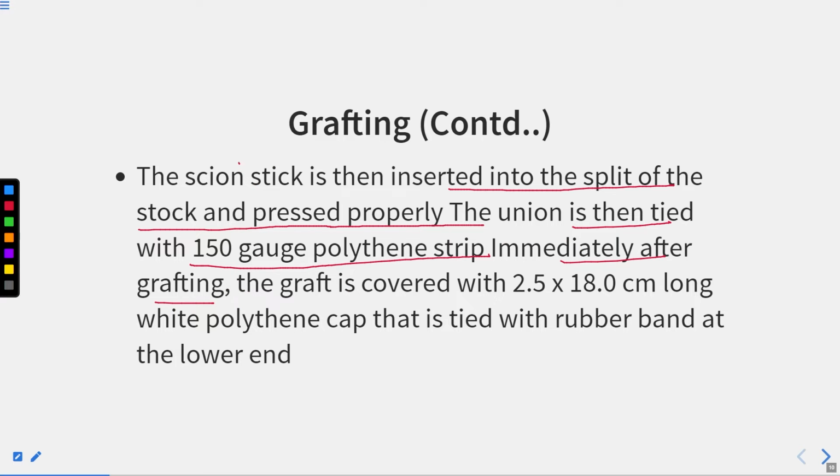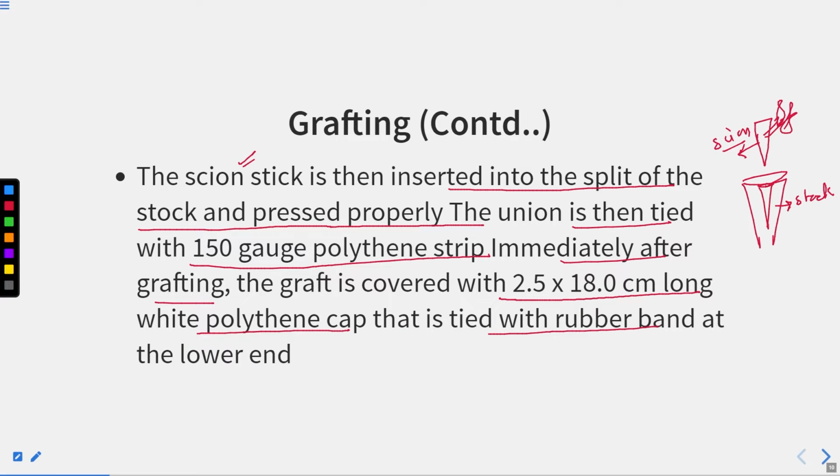So this is the stalk region, right, in which the wedge is made. This is the stalk, and the other type of branch which you are having is the scion. So the scion is inserted in this wedge properly, and the union is then tied with the help of the polythene strip. Now the graft is covered with a 2.5 to 18 centimeter long white polythene cap that is tied with a rubber band at the lower end.